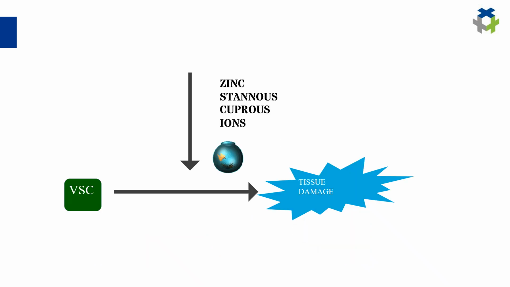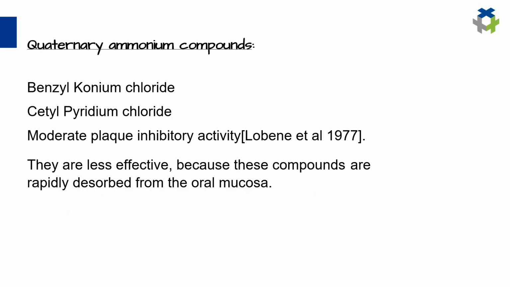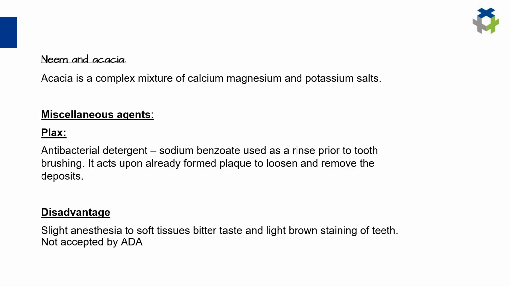Okay, so the volatile sulfur compounds that result in tissue damage are inhibited by these zinc, stannous and cuprous ions, mainly in case of halitosis. Coming on to the quaternary ammonium compounds, like benzalkonium and cetylpyridinium, moderate plaque inhibitory activity is seen. They are less effective because these compounds are rapidly dissolved from the oral mucosa. So substantivity is not there.